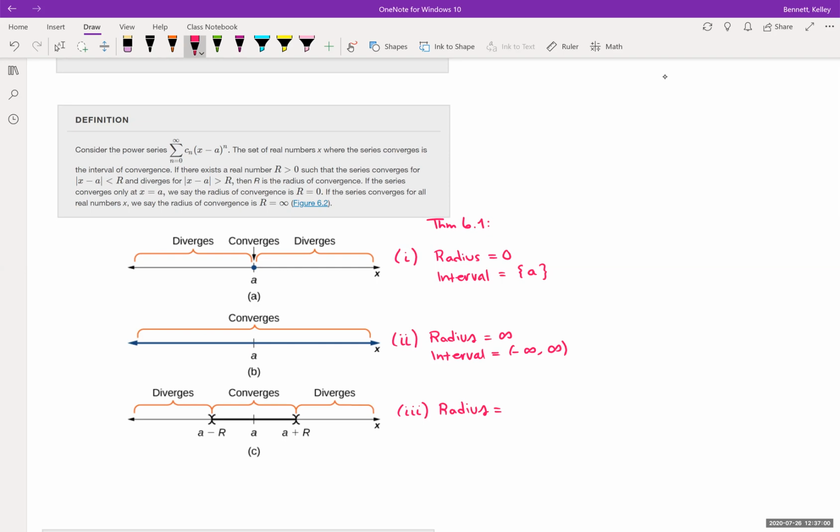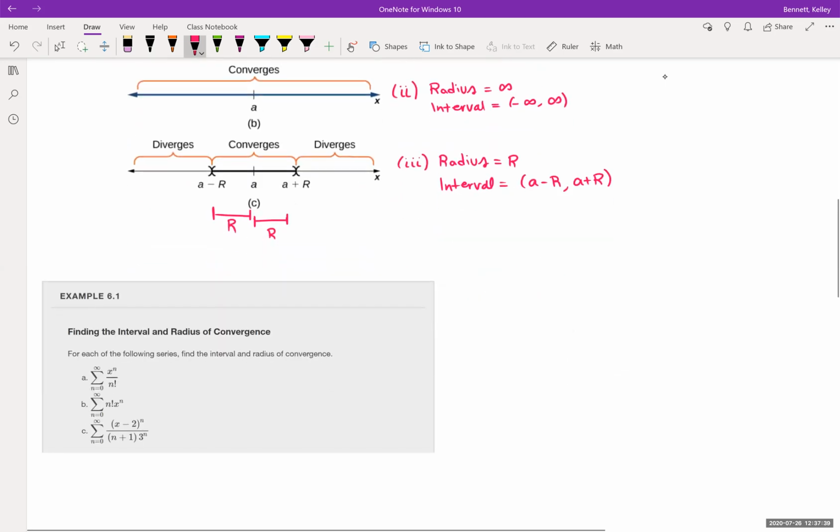And then for the third figure where we have some finite radius and we're centered at a, the radius equals capital R, right? So the distance from here to here, this is R, and the distance from here to here is also R. So then our interval would be a minus R to a plus R. So I can be as much as R distance away from my center, which is a. It may be the case that we'll have a closed interval, or maybe it's just closed on one side. So let's look at some examples of that.